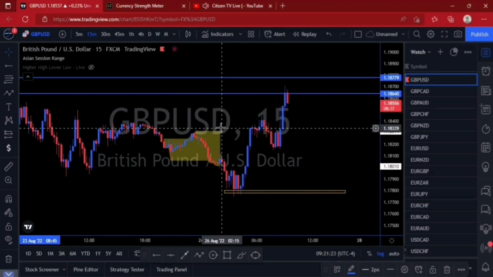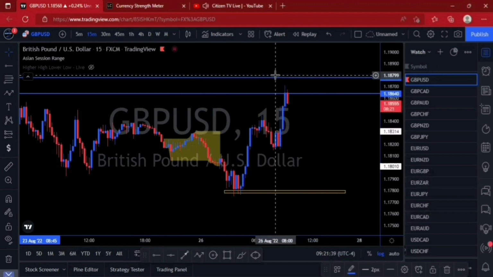So GBP USD, we're looking for a potential high of the day sell opportunity. Looking at how the market has been structured this morning, price has come to yesterday's high and Tuesday's high. So I've drawn two lines on my charts. The first line is yesterday's high, and the second line on top is Tuesday's high.